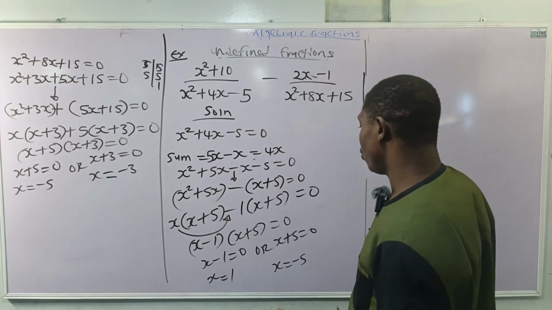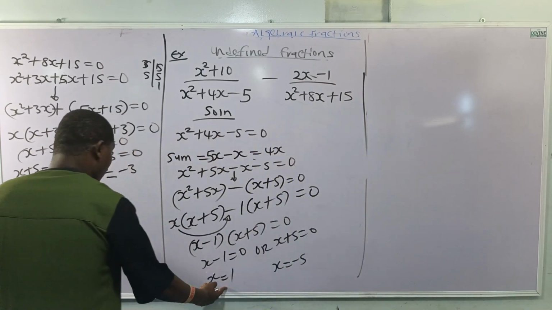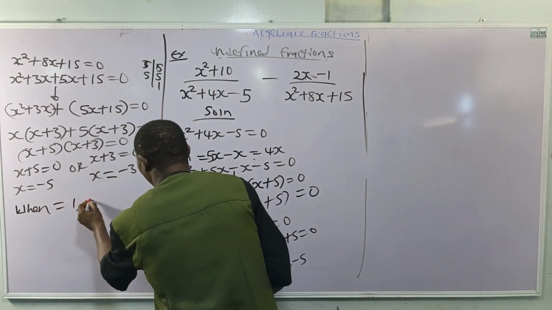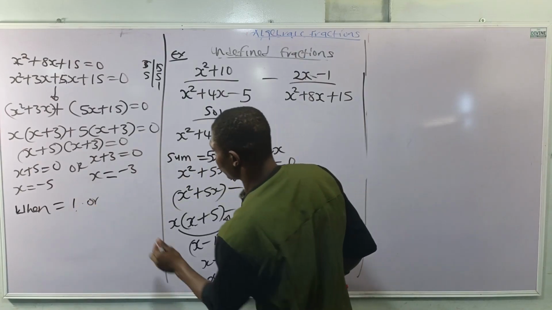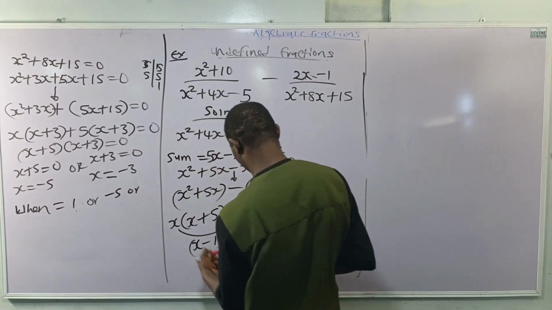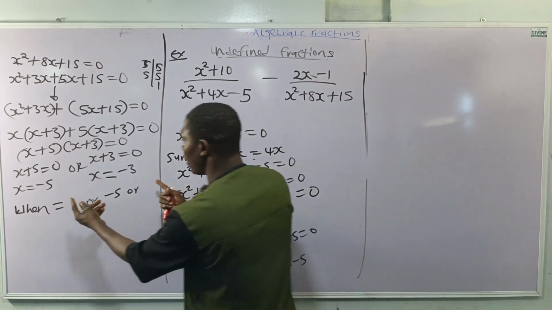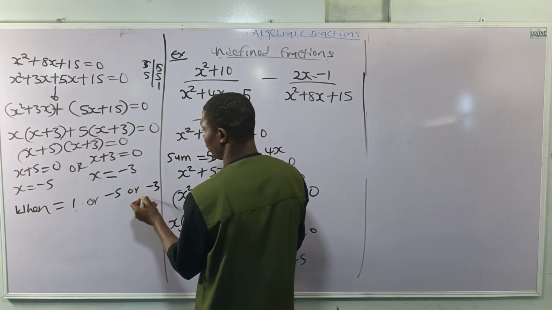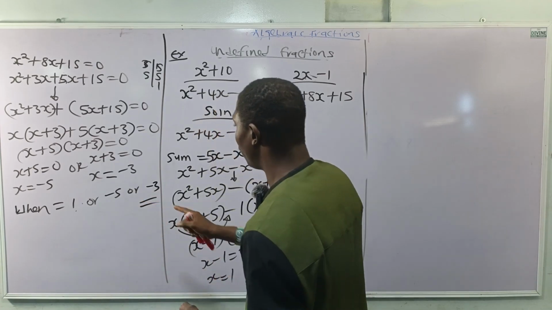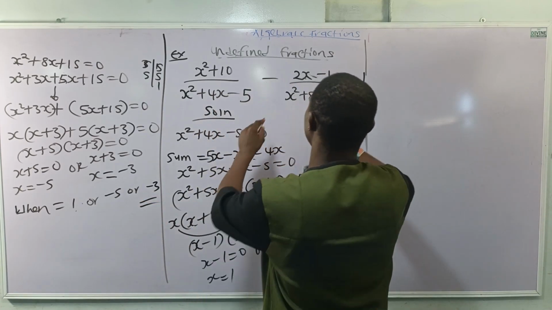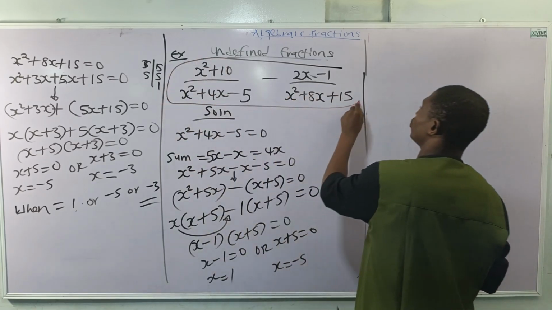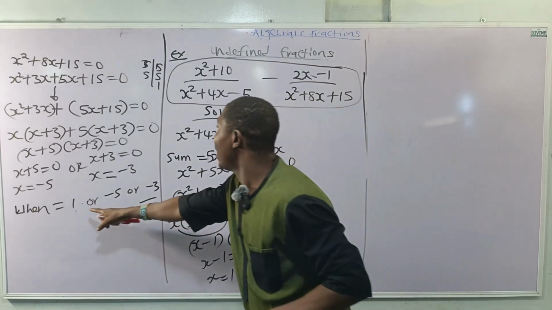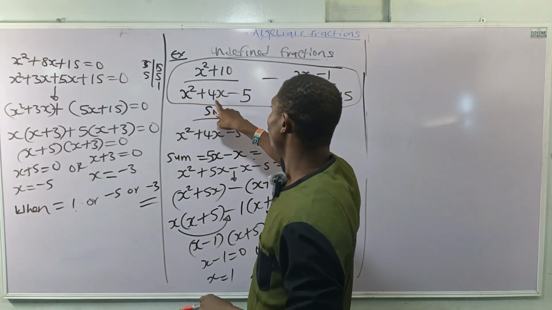So the entire expression will be undefined when x from the first is equal to 1, or x is equal to minus 5, or I've picked the 2 here. So when I come to this place, I don't need to repeat minus 5. So I'll just bring minus 3. So when x is 1 or minus 5 or minus 3, this entire expression is undefined.